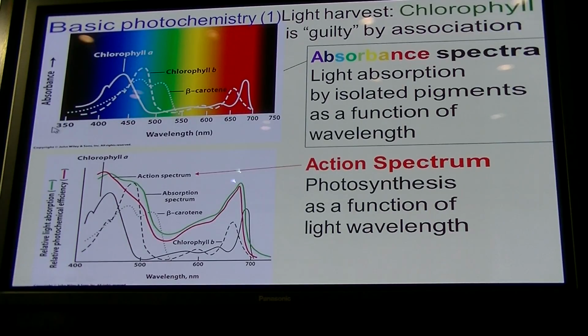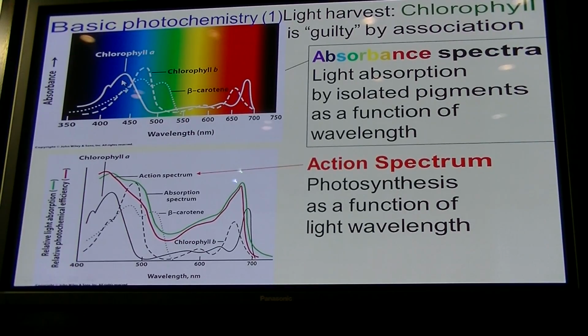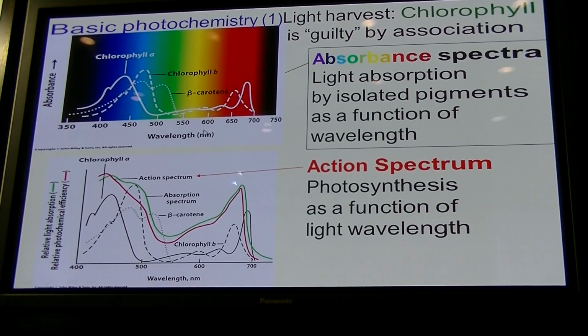If we take a spectrophotometer, which is a machine in which we can put a sample, we can shine light on it at various wavelengths, and we can measure how much of that light is absorbed. We can put different isolated molecules in there, and as a function of the wavelength that we're giving, we can measure how much of the light energy is absorbed. And we're seeing that chlorophyll, of which there's two major kinds, chlorophyll A and B, is absorbing a lot in this blue region and in the red region, but not a lot in the green region.